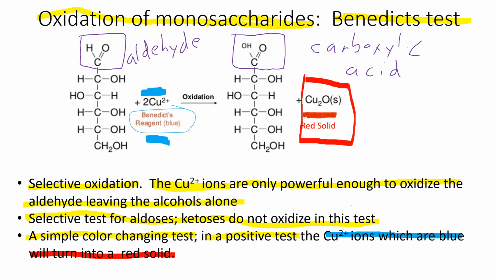So this is sometimes called Benedict's test. Sometimes these blue copper plus 2 ions are called Benedict's reagent. It's just like the oxidations we've seen previously, except this one is a little bit more selective. The copper ions won't oxidize everything. They will only oxidize the aldehyde to the carboxylic acid. And as a result of that change, the change that the copper ions then have to go through gives you that very quick visual color change that you can use for a very quick test.